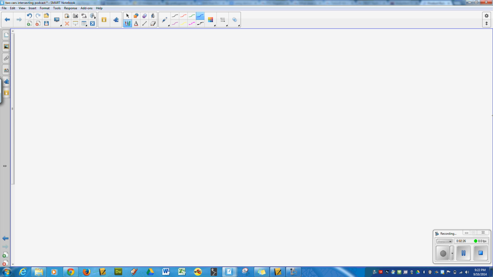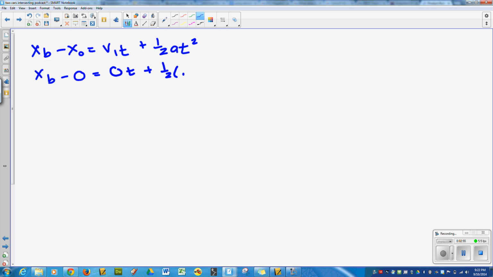Okay, let's write out some equations. So, for the blue car, B stands for blue. Let me write out the equation first. Now let me substitute in my values. Initial position is 0. Initial velocity is 0. Acceleration is 0.6. Simplifying this.